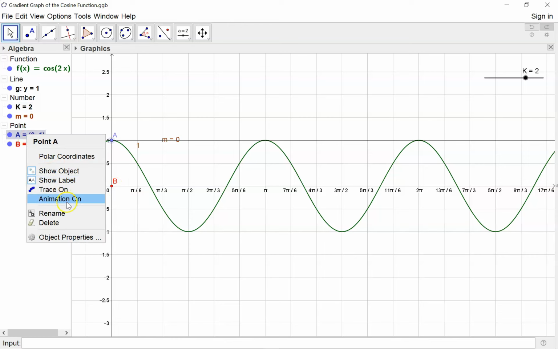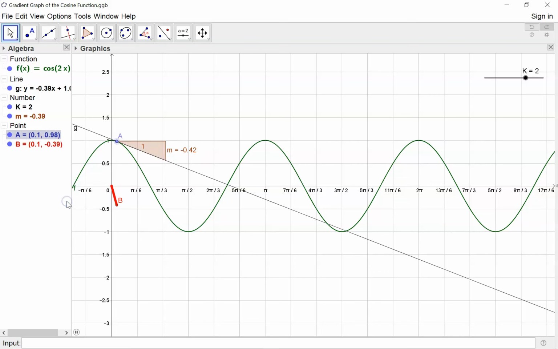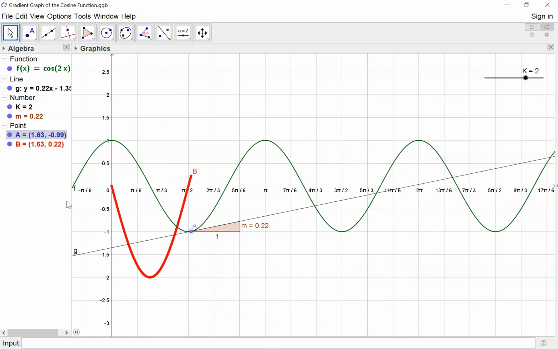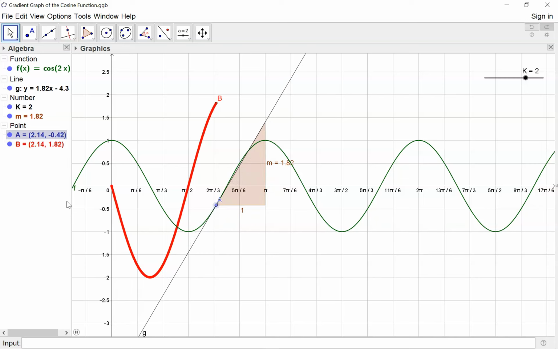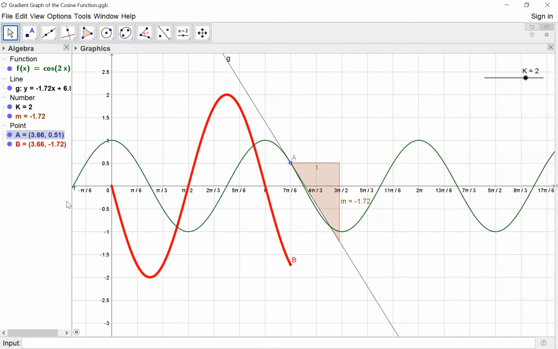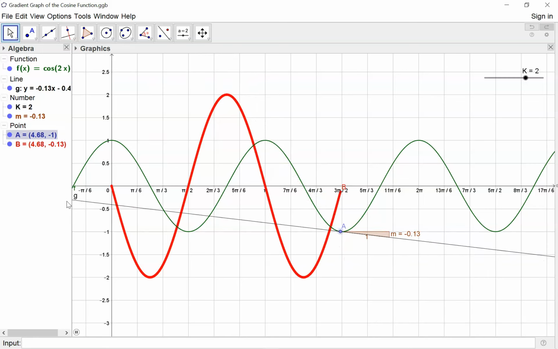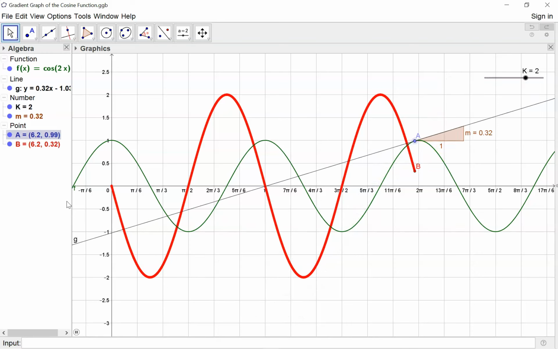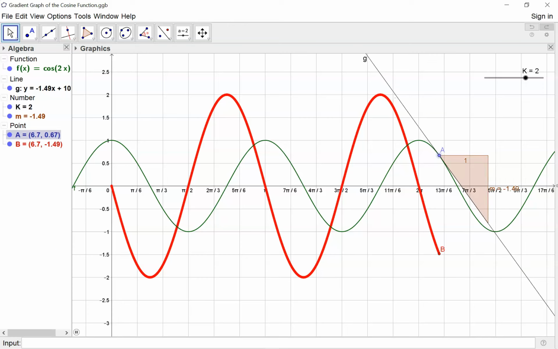If we run the animation, you'll see what effect that has on the values for the gradient. Because of this dilation, the gradient actually became a lot steeper. Because you're squashing the graph from the y-axis, the gradient becomes steeper at all of these points. So it's still going to be a negative sine function, but because of the dilation, this graph, y equals cos 2x, is going to derive to negative 2 sine 2x.